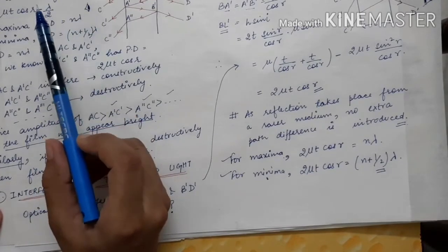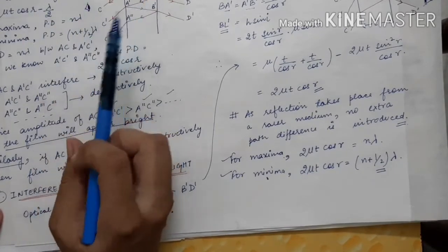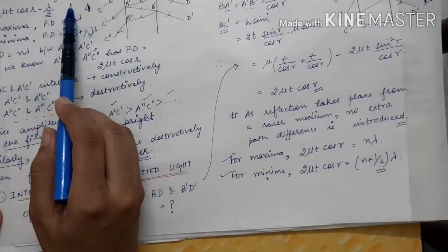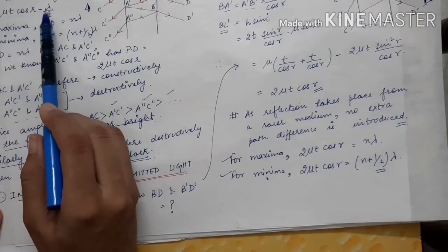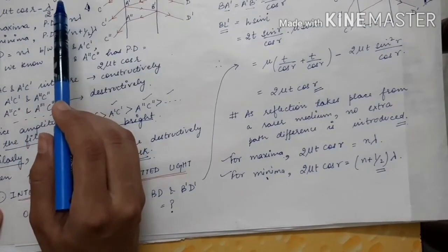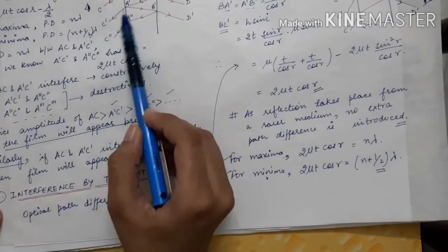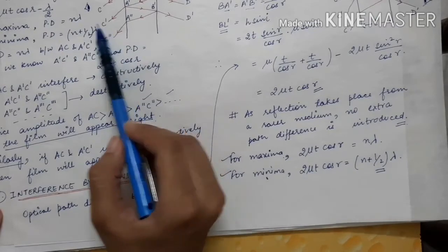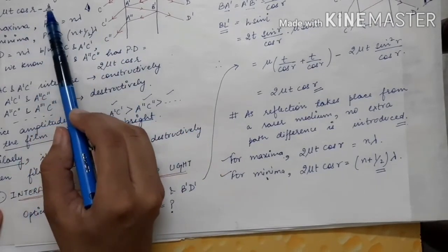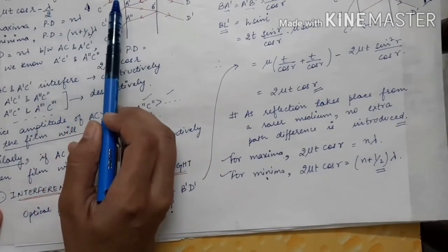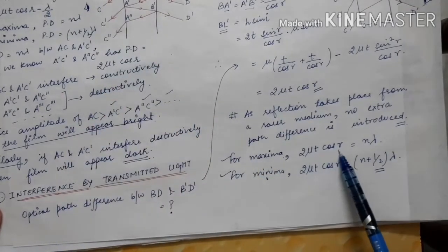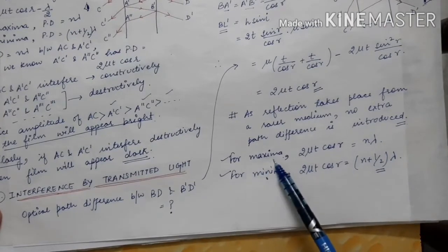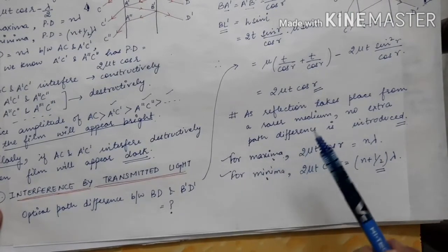So in that case n will take values from 0. So 2 mu t cos r will be equal to n plus 1 lambda, or you can say 2 mu t cos r will be an integral multiple of lambda when AC and A prime C prime, the first two reflected rays, interfere destructively. And you can see 2 mu t cos r equal to an integral multiple of lambda is the condition for maxima for transmitted light.